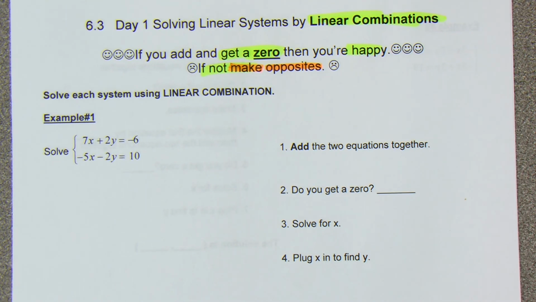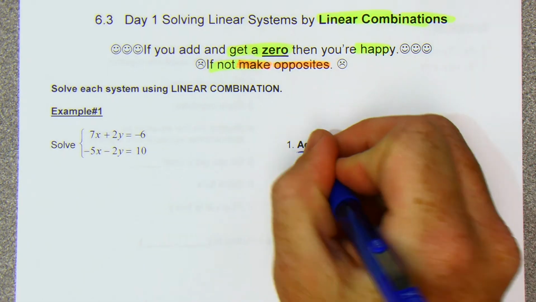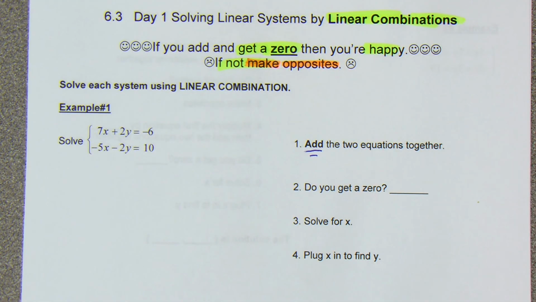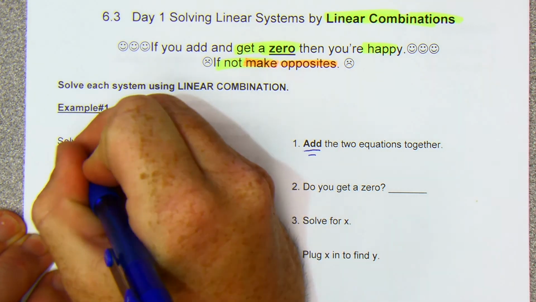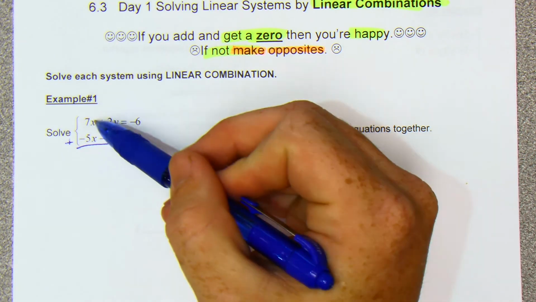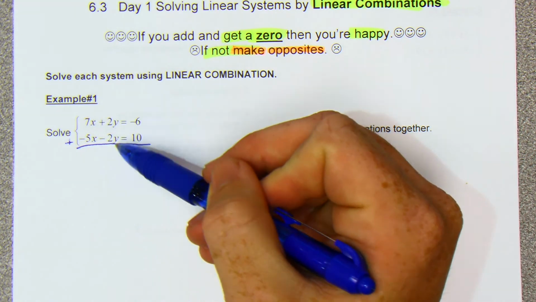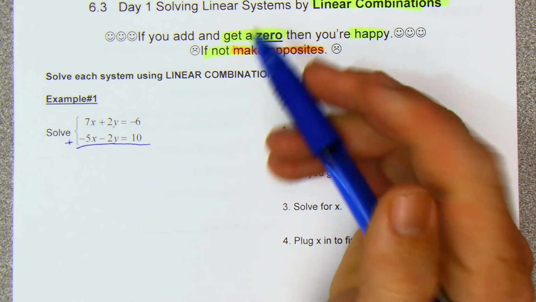Our directions are to solve each system using linear combination. Example 1: we have 7x plus 2y equals -6 and -5x minus 2y equals 10. Our first step is to add the two equations together. I'm going to draw a line underneath these two equations and add them straight down. Our x's are lined up with x's, y's with y's, and constants with constants, so we can just add right away.